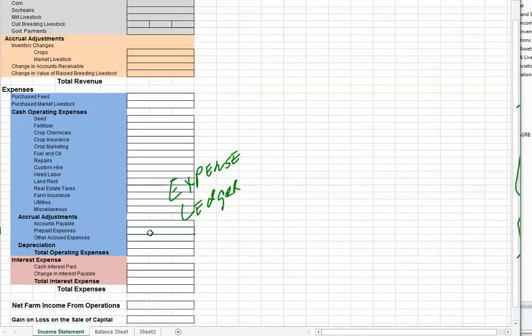So the prepaid expense account right here would simply come from the chart of accounts for prepaid expenses, and it would be the change. So you need to remember now, all through this income statement, whether we're dealing with revenue or whether we're dealing with expenses, when you get to the accrual adjustments, what you're dealing with in those accrual adjustments is change, not the actual value. The change is what's important because that change represents something that took place during the year, and that's what the income statement is illustrating, transactions that took place during the year.